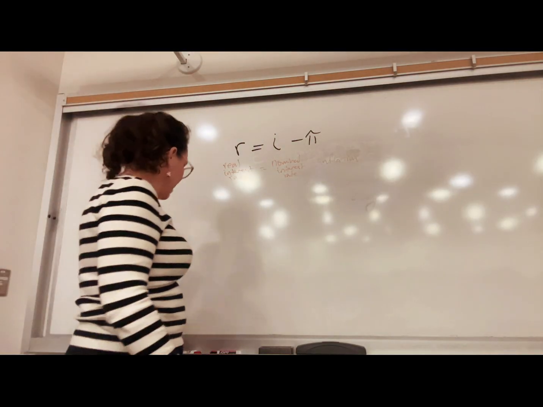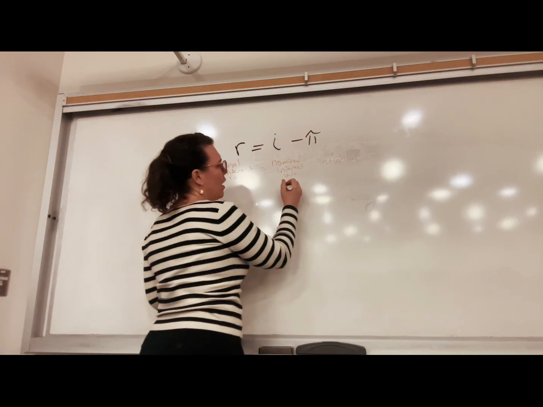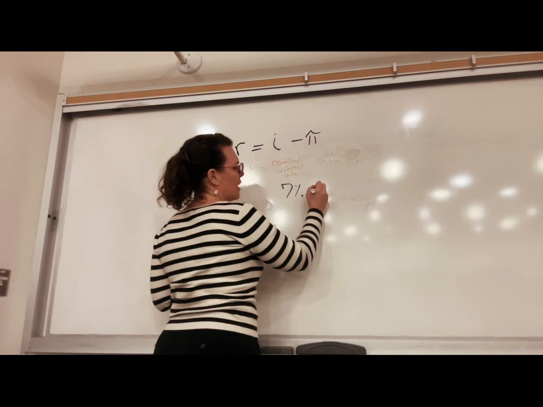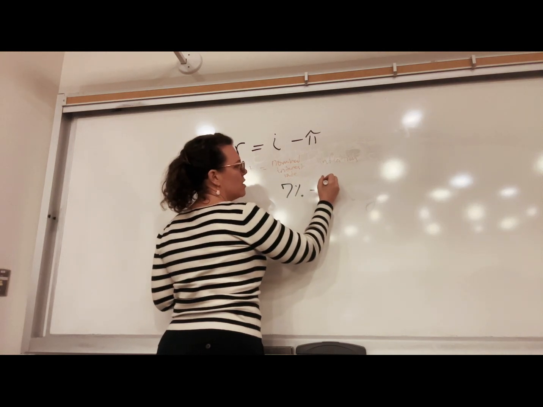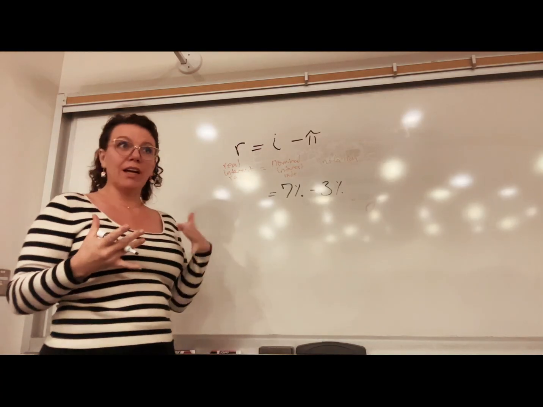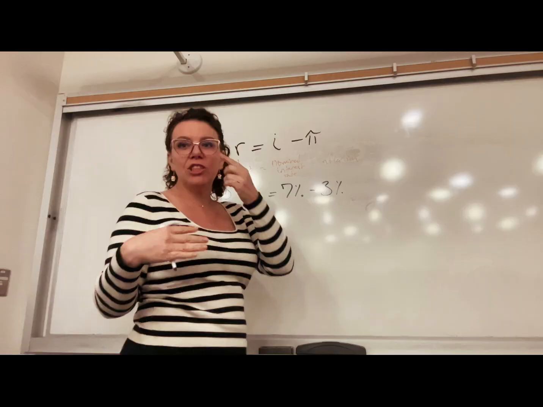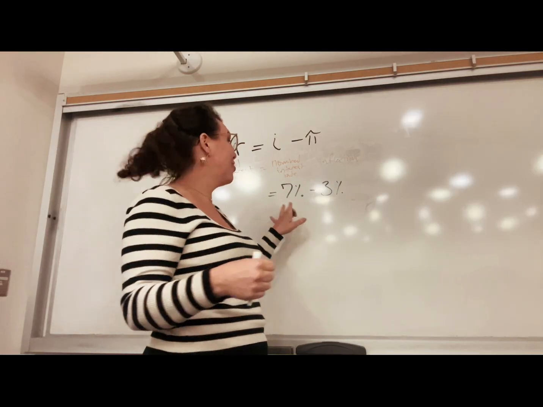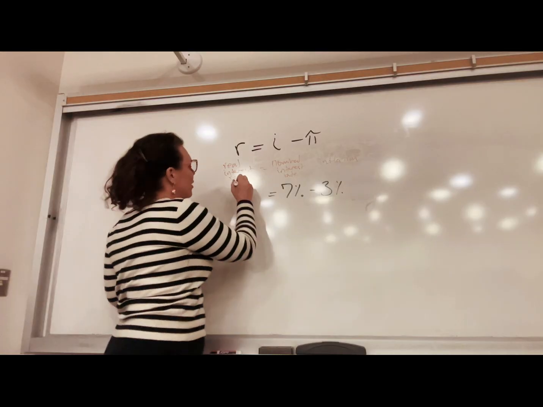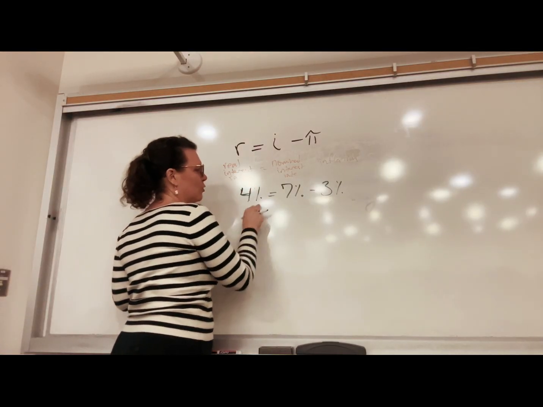So for example, if we have a nominal interest rate of 7%, and we find out that inflation was 3%, then that means that we're going to have a real interest rate of 7 minus 3. And this is just taking into consideration the purchasing power of that interest that's being paid. So we'll have a real interest rate of 4% because 7 minus 3 is 4.